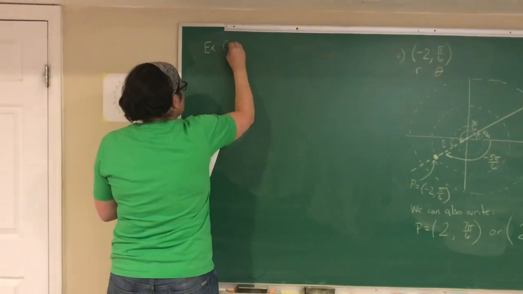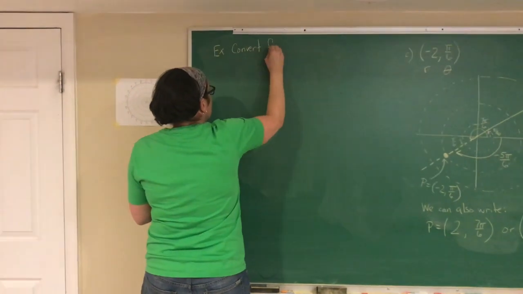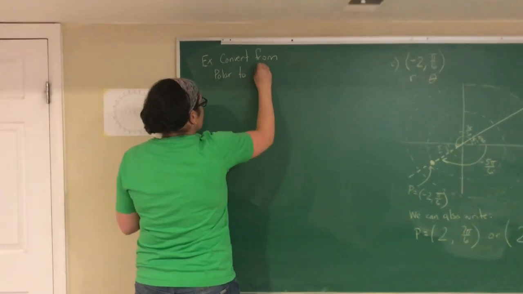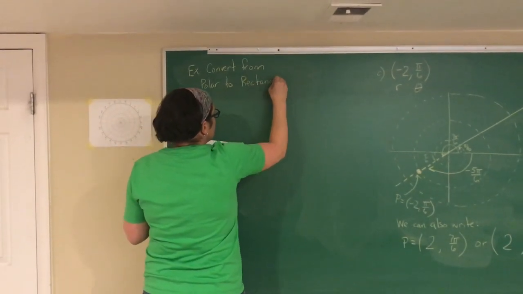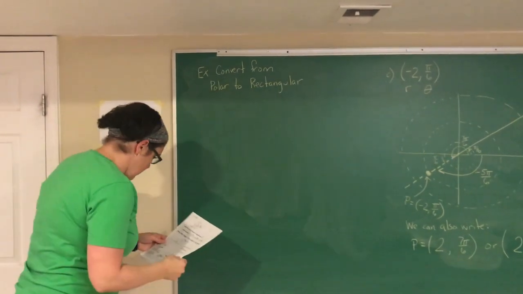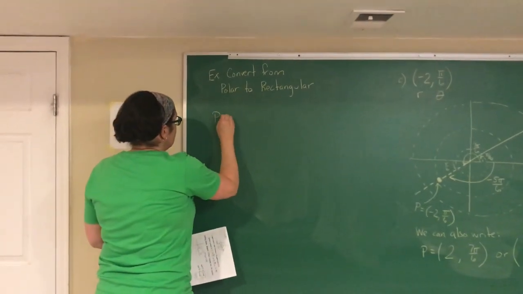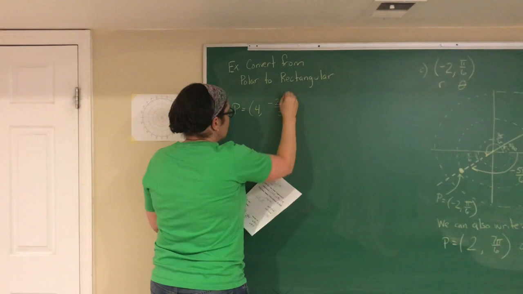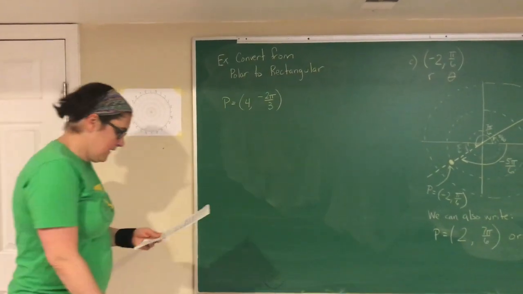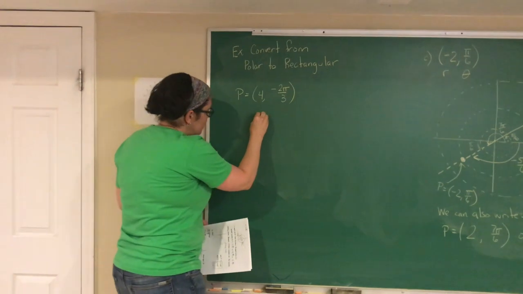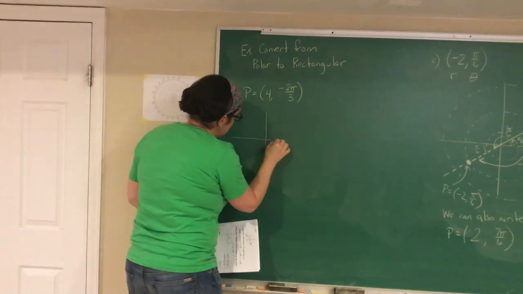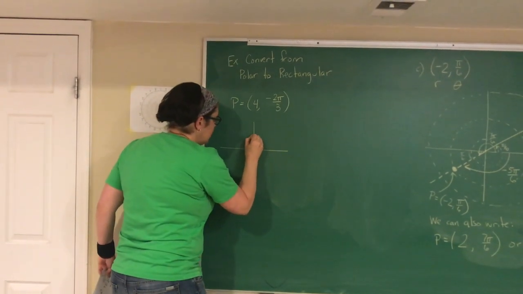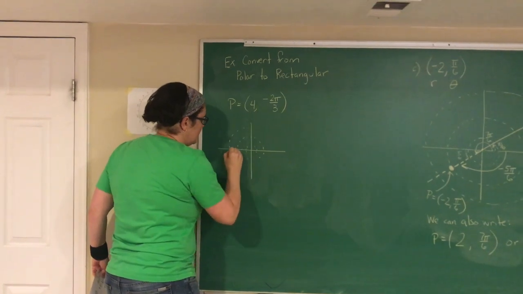All right, so we would like to convert from polar coordinates to rectangular coordinates. And so our point that we're given is P equals (4, negative 2 pi over 3). Now, if I wanted to, I might draw a little picture of this, and I might say, okay, where does this point live? And I would start by creating a little polar graph with some concentric circles.